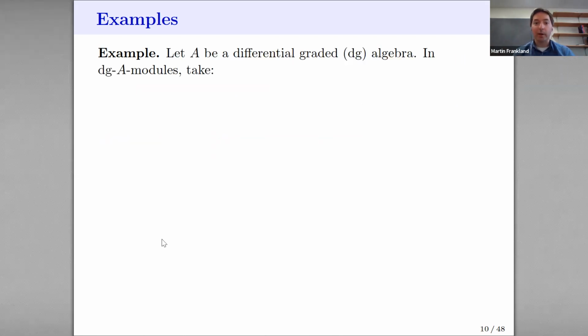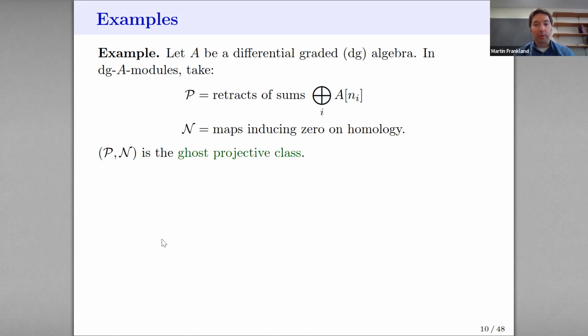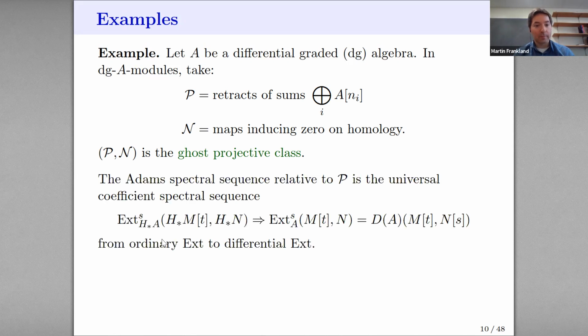And let's look at some more algebraic examples. If you work in DG modules over a DG algebra, differential graded algebra, then you can play the same game that we did with the spheres, but now you take just shifts of A itself. And there are sums and retracts. And then the null maps are those inducing zero on homology, and that gives you the ghost projective class. So the algebraic cousin of the ghost projective class we had in topology, where homology now plays the role of homotopy before. And the Adams spectral sequence here gives you a familiar spectral sequence, the universal coefficient spectral sequence.